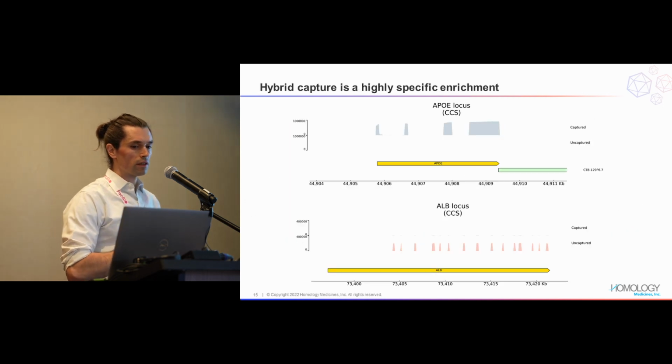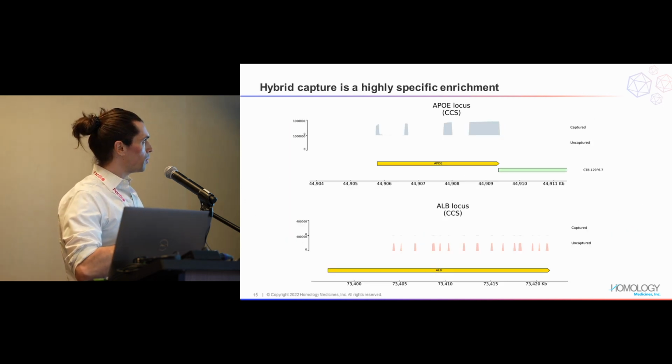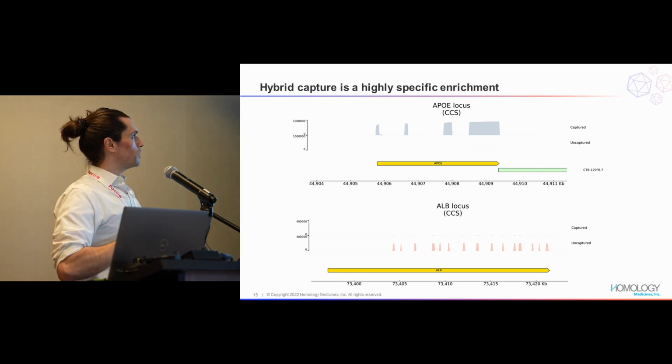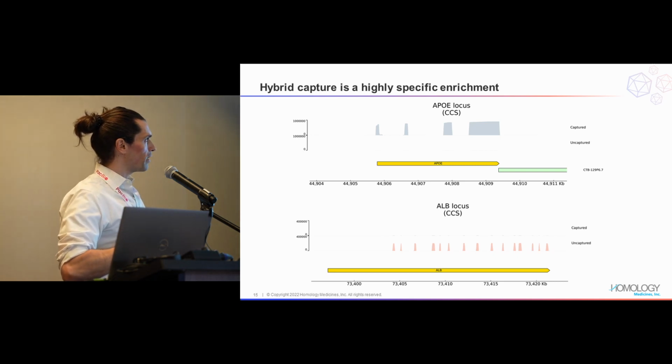And just another way to look at this, here we're looking at the ApoE locus, at the captured versus the uncaptured sample, and the y-axis here is just number of reads, CCS reads. And so up here you can see in the captured sample, all 4 of those exons are well represented. And then in the uncaptured sample, it's really hard to see they are there, but much more lowly.